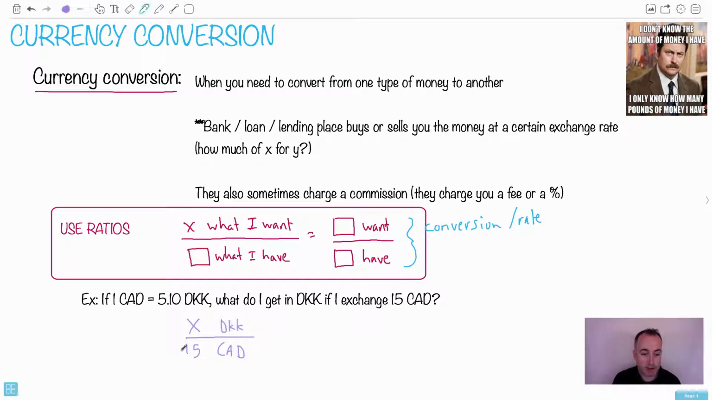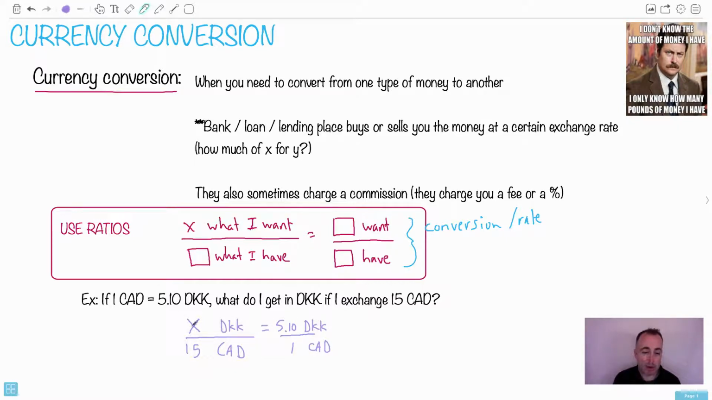X kroner over 15 Canadian is going to equal, now I have to use units of what I want and have. Whatever units you used here, if you used DKK on the top, then put DKK on the top here. If you had CAD on the bottom, then you put CAD on the bottom. I always put my X on the top, it makes the math a lot easier. Now I just have to put in the numbers I've been given. My conversion or rate: I've been told that 1 Canadian is 5.10 Danish kroner. So I'm going to put 1 beside the Canadian and 5.10 beside the Danish kroner. If you think of it that way, it becomes real easy.